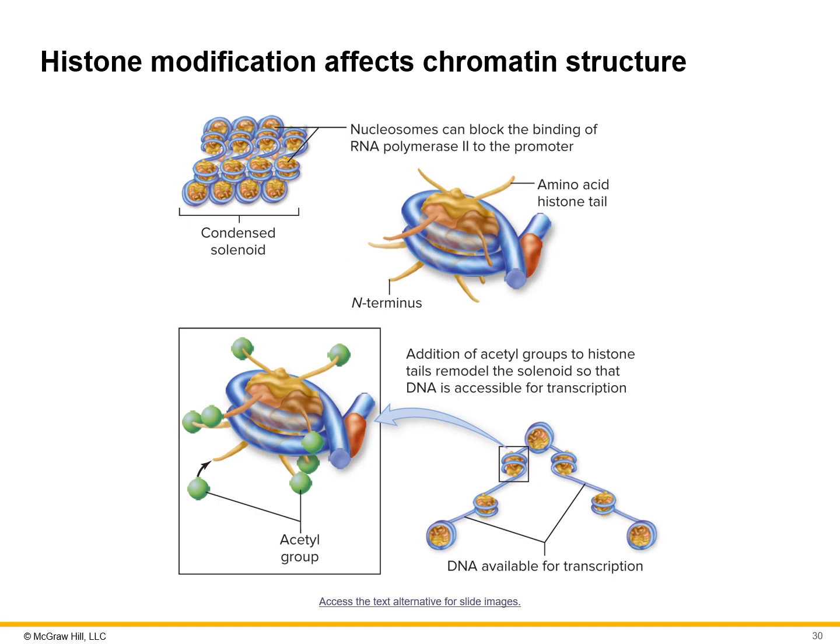So you go from a condensed solenoid, or a condensed cluster of DNA wrapped around histones. You add acetyl groups to the tails of these histones, and that causes a morphological or chemical change in the histone, which unwinds the DNA and exposes regions that can be transcribed.